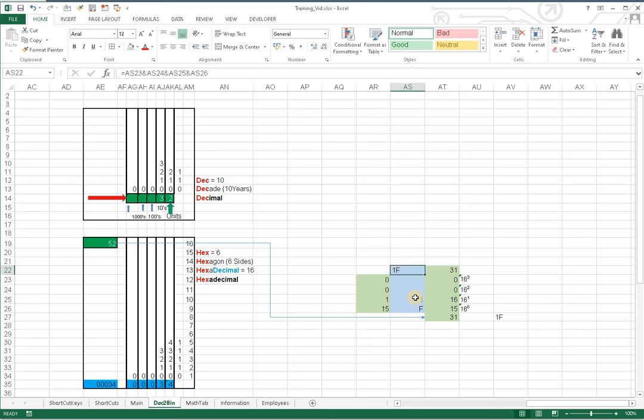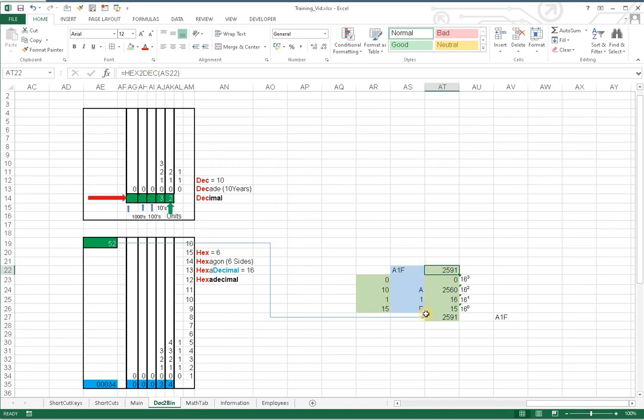So any number that I give it, if I put an A in here, I have A1F, and that relates to 2591 in decimal, because I converted the hexadecimal to decimal. As we can see in the formula bar, hex2dec.